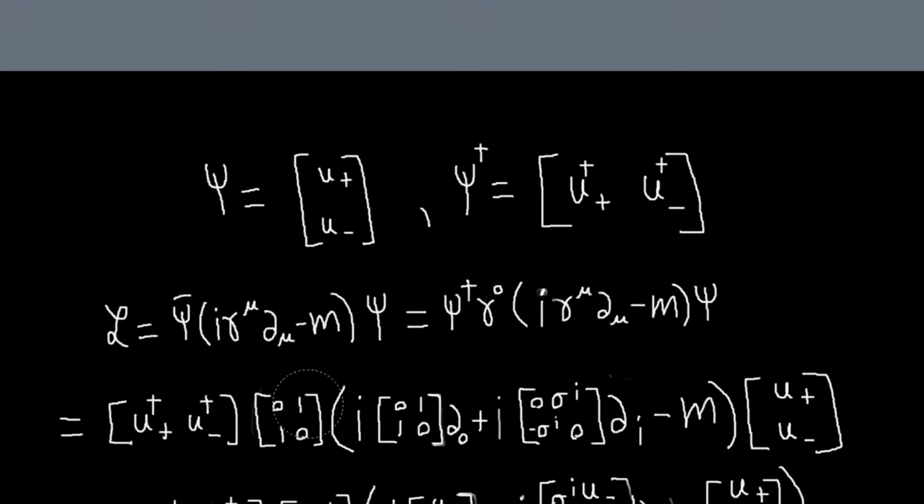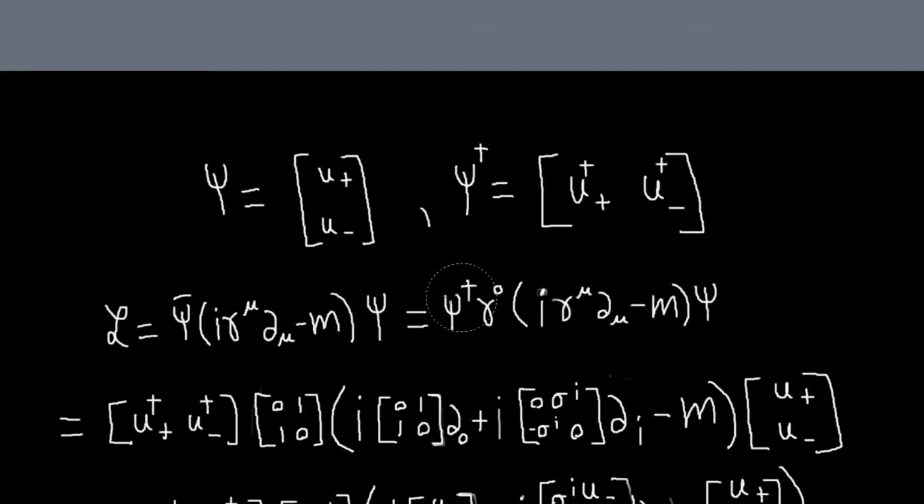And then gamma 0. And then I've split up the sum into the time and space part. And then I have my minus m. And I've written out what my gamma 0 and my gamma i's are. And then size this column matrix.